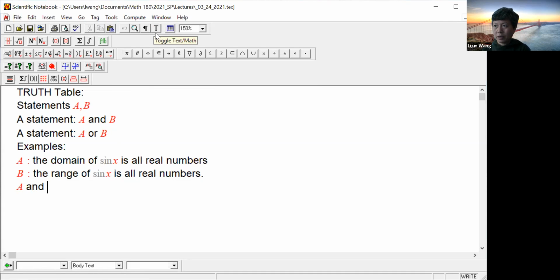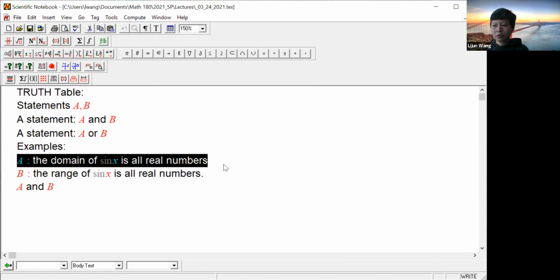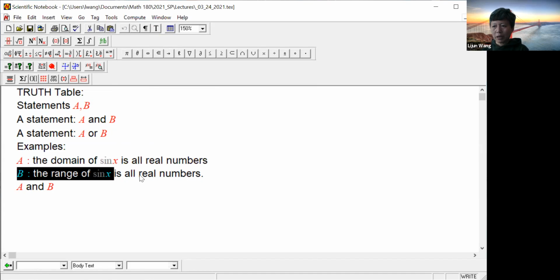A and B, we know A and B is a new statement, right? If A is the domain of sine x is all real numbers, B is the range of sine x is all real numbers, what is the truth? Is it true or false for A and B? False. That's right.